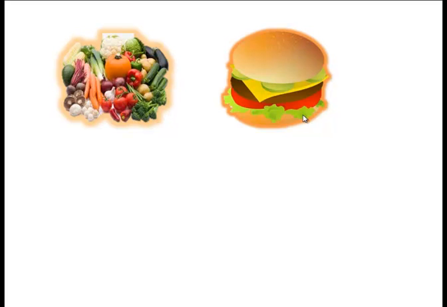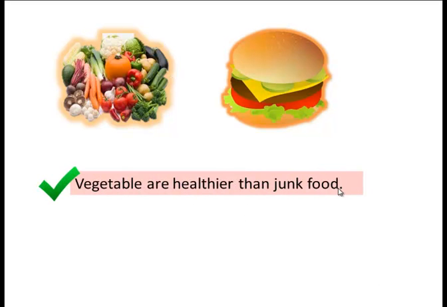Let me show you the last example. If we compare between vegetables and fast food, we can say vegetables are what? Healthier than junk food. Why did we put healthier? Healthier because healthy is two syllables, and at the end of healthy there's Y. So what are we doing? We only delete Y and add IER, so it will be healthier.